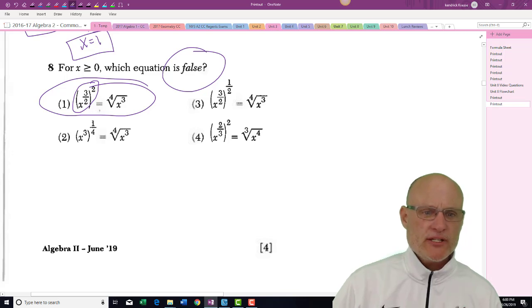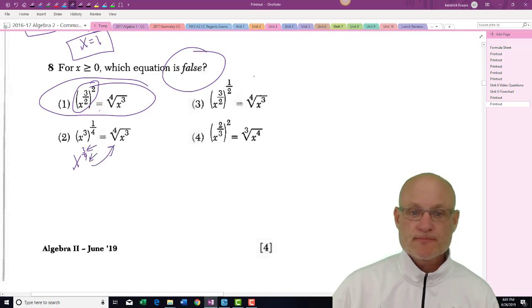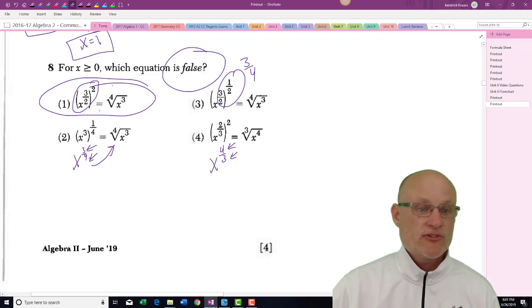If I do 3 times 1/4, that's x to the 3/4, and x to the 3/4 is, in fact, remember, this denominator is the root, that's the exponent. 3/2 times 1/2, that's 3/4 again, so these just multiply to give me 3/4. And this one gives me x to the 4/3, but notice this is the root and this is the exponent. So definitely this is the answer.